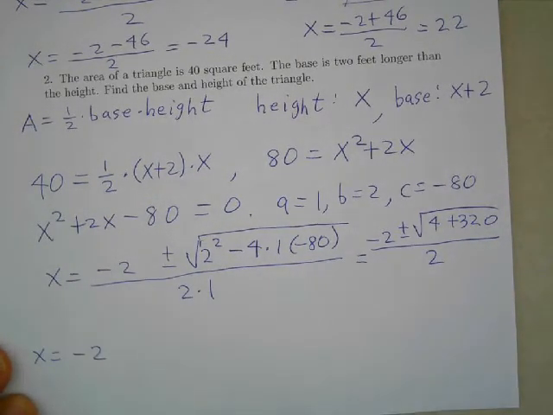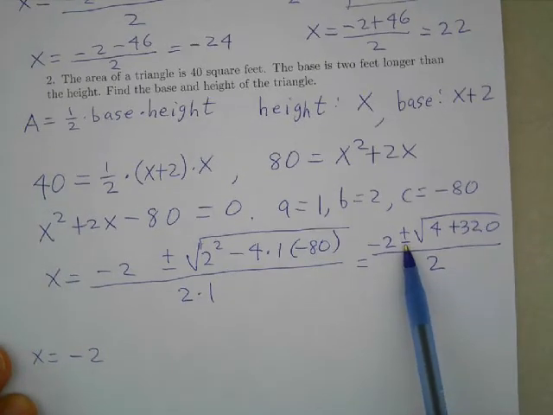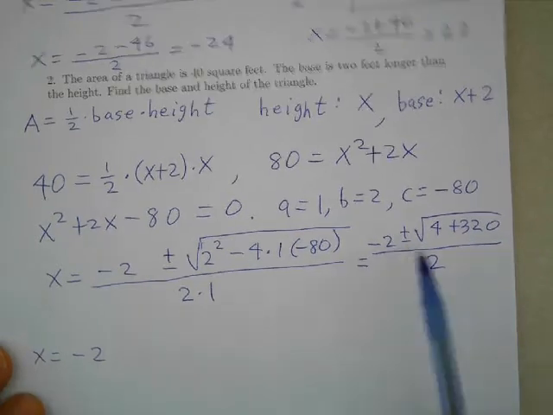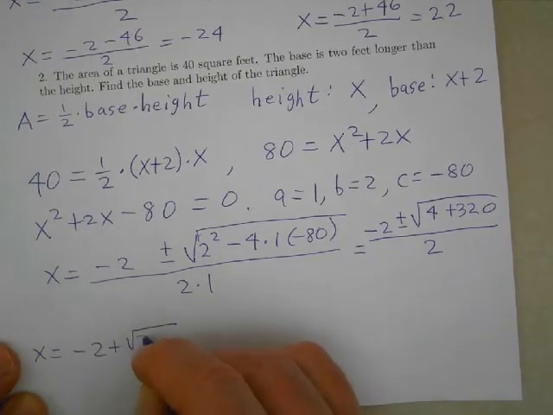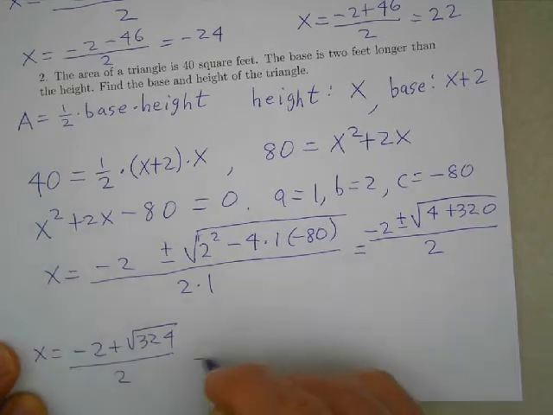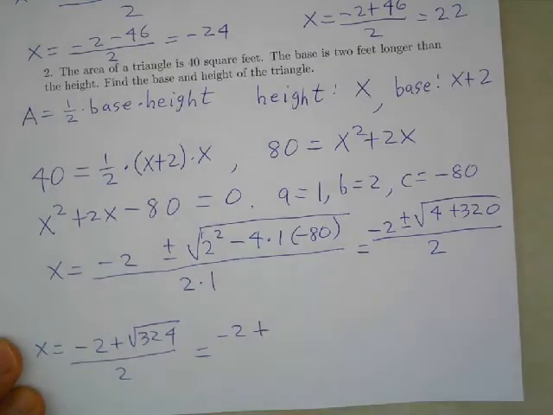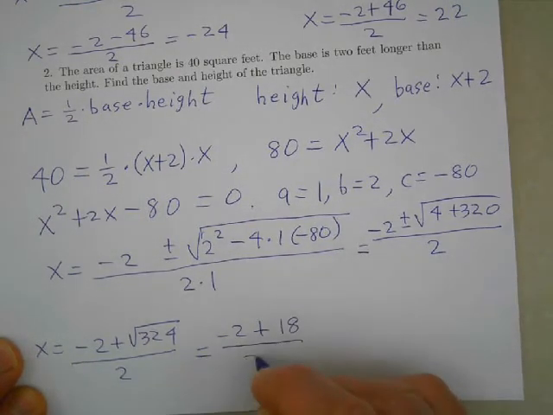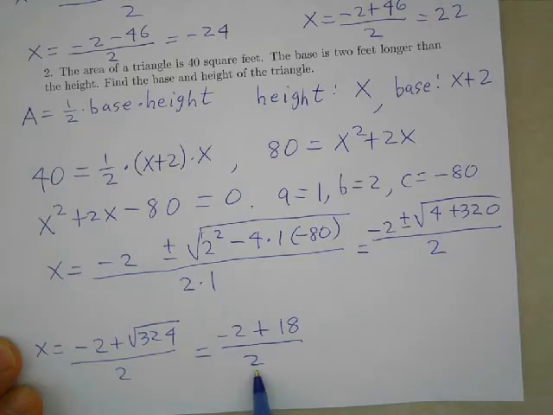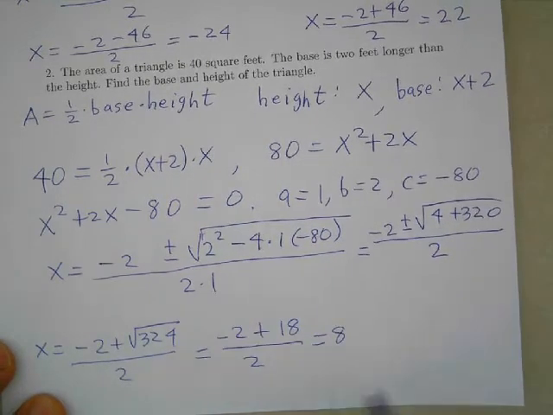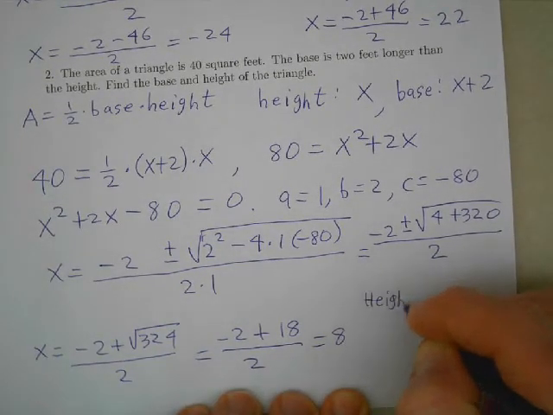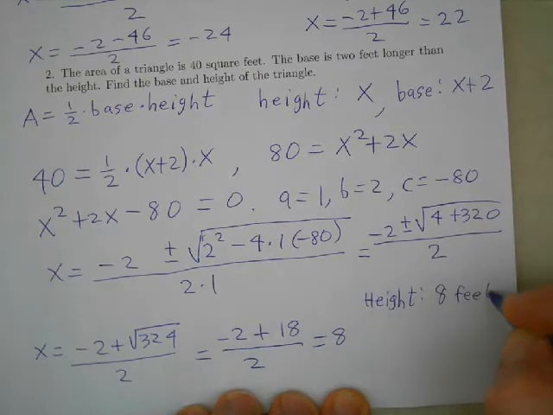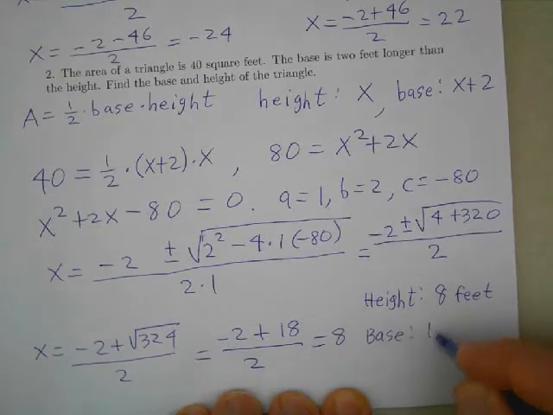We get x equals negative 2. Here I'll pause for a second. Notice that one of the solutions is negative, but in the context of the problem, a negative solution doesn't make sense. So we're going to pick the solution we get by adding. So negative 2 plus the square root of 324, all divided by 2. And the square root of 324 is just 18. And so negative 2 plus 18 is 16. 16 divided by 2 is 8. And so x represents the height, which is 8 feet. The base is x plus 2, or 10 feet. So I'll just write the height as 8 feet. And the base is 2 feet longer, which is 10 feet.